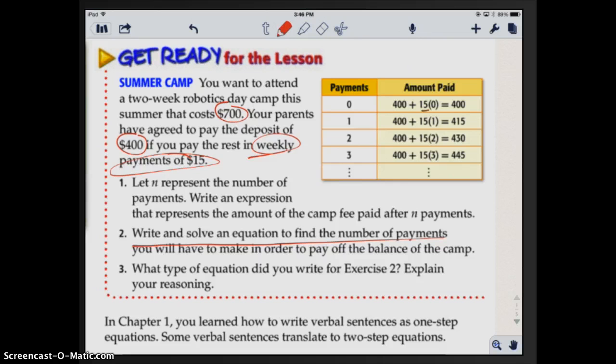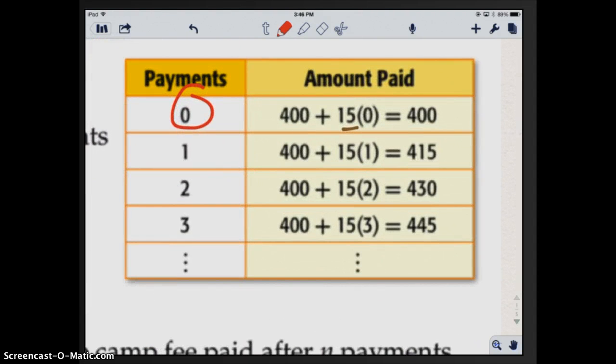First, let's look at this table. This table probably will make sense to you. If you don't pay anything at all, zero payments, your parents pay $400, and you pay nothing yet. It's basically after 0 weeks. We could put weeks here also. So far only $400 has been paid. If you make one payment of $15 one week later, your parents already paid $400 just the one time, and you make one $15 payment, so $415.